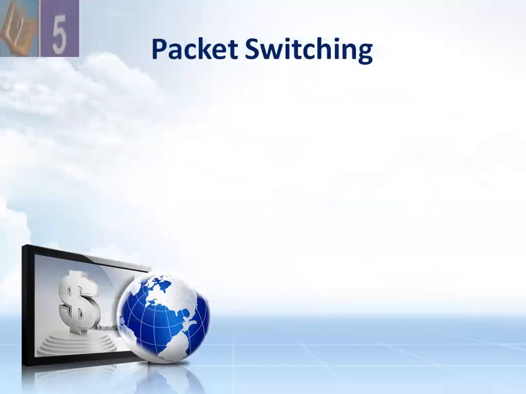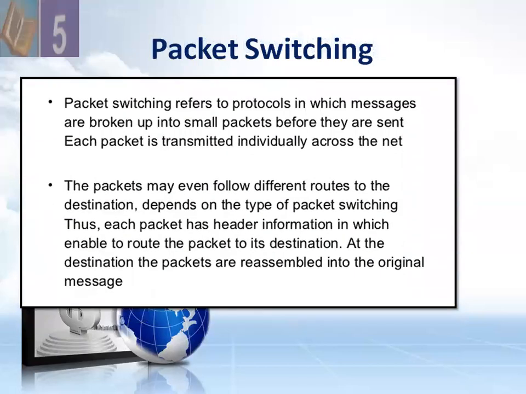The next is packet switching. Packet switching refers to protocols in which messages are broken up into small packets before they are sent. Each packet is transmitted individually across the network. The packet may even follow different routes to the destination, depending on the type of packet switching. Each packet has header information which enables it to be routed to its destination. At the destination, the packets are reassembled into the original message.